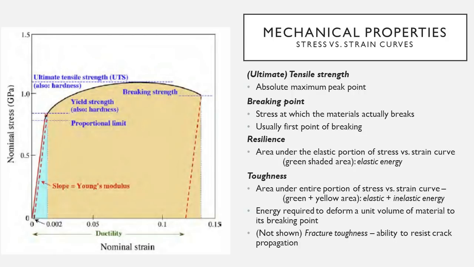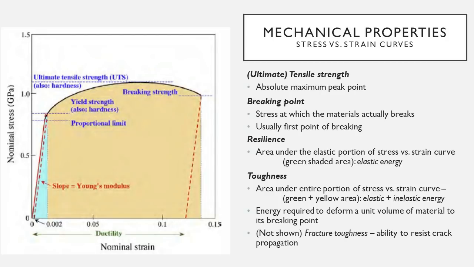Other parameters that are labeled here that we want to talk about are the ultimate or tensile strength of a particular material. That's the absolute maximum peak point on a particular curve. So you just look for the maximum value, and that's the ultimate tensile strength. There's also the breaking point, which in this case is very often lower than the ultimate tensile strength. It's whatever point on that material it just took to finally break it.